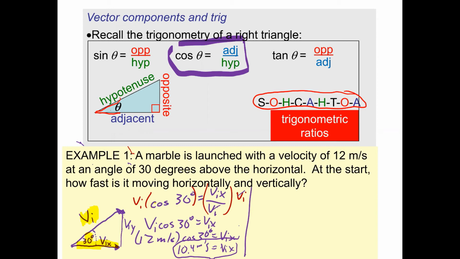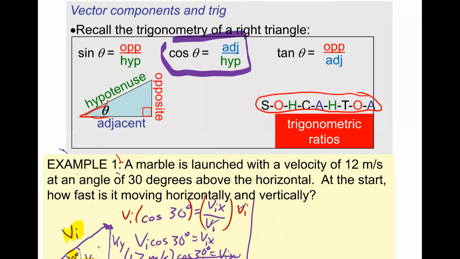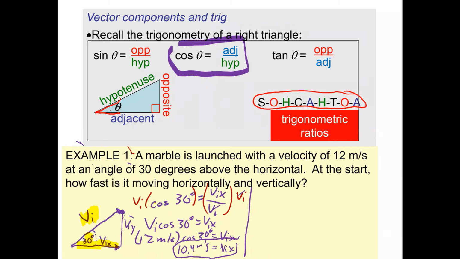What about vertically? Well, vertically is v sub iy. So that's over here. So I have v sub iy this time. So what trig function is going to work best for me? Well, now that I've solved the one side, I could use any of these.